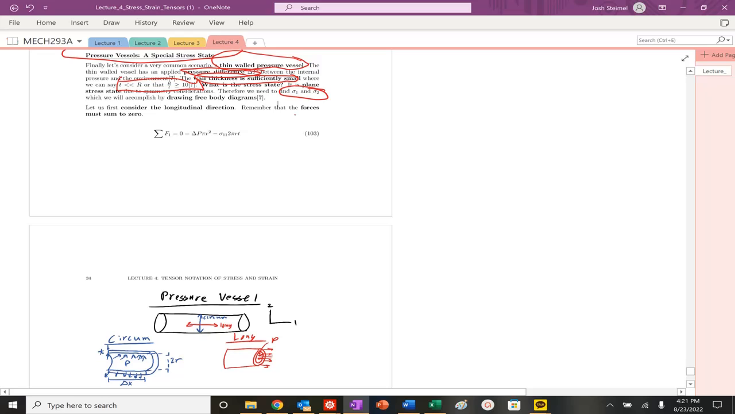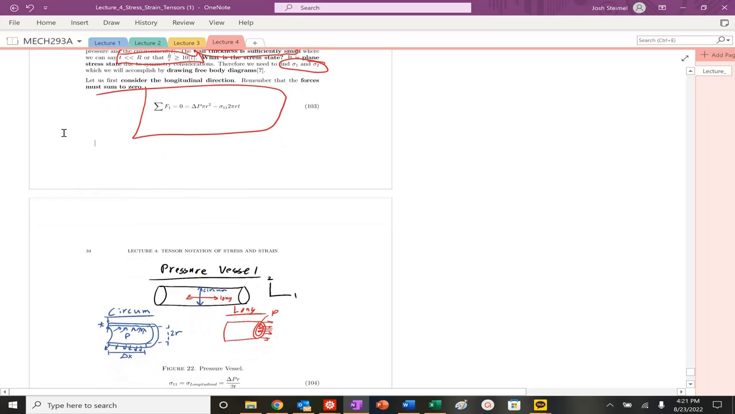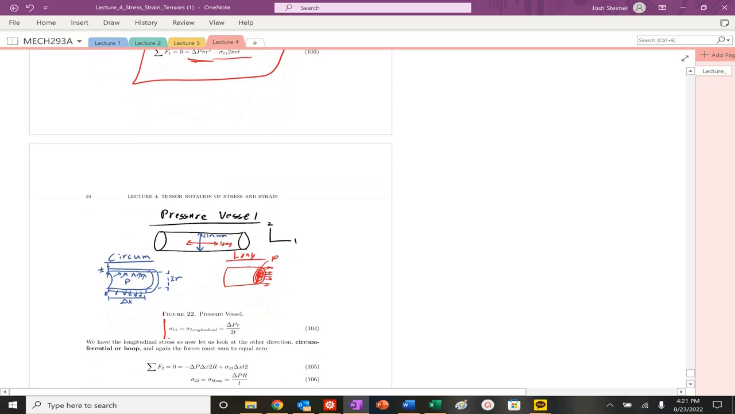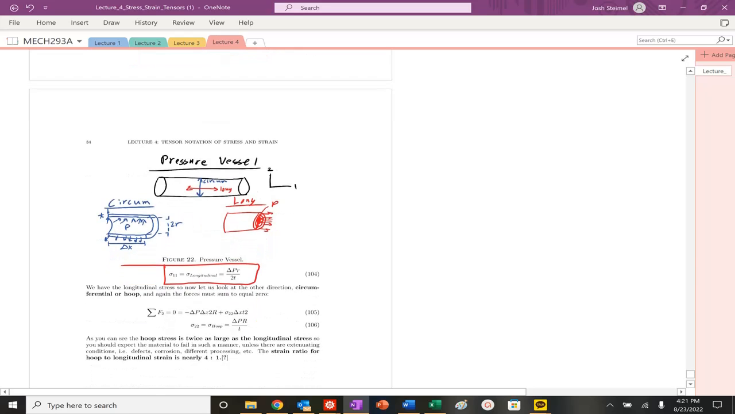We can find those stresses by doing a cut for our free body diagram. Remember, the sum of my moments and the sum of my forces must be equal to 0. So if I cut along the longitudinal, I can look at those forces here: the pressure that's being exerted over the area, and then the restoring forces, the stresses that are going out across that circumference, 2 pi R T. And you'll find that the stress in the one direction is delta P R over 2T. That's our longitudinal stress.